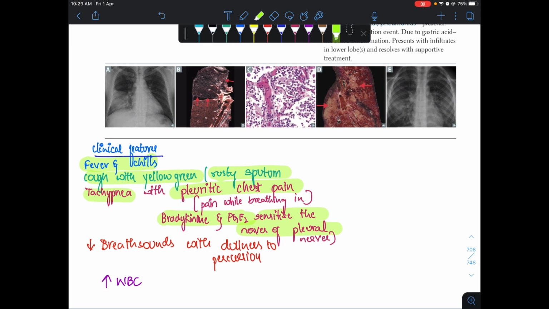And we can also see decreased breath sounds and dullness to percussion. As we know, the alveoli will be filled with exudate in these conditions, so there will be dullness to percussion. Normally there will be hyperresonance or resonance in the lung region, but due to filling of the exudate there will be dullness to percussion. And obviously there will be an increase in the white blood cell, that is leukocyte, count.